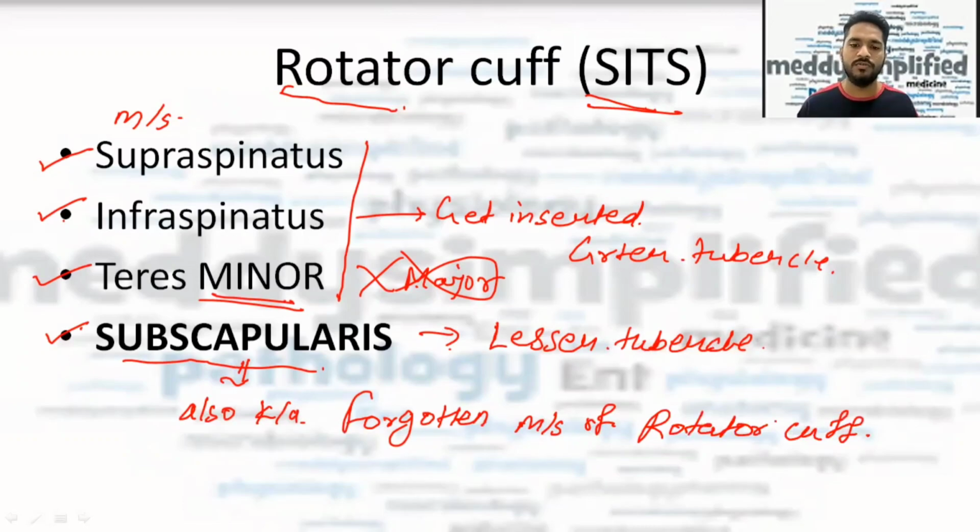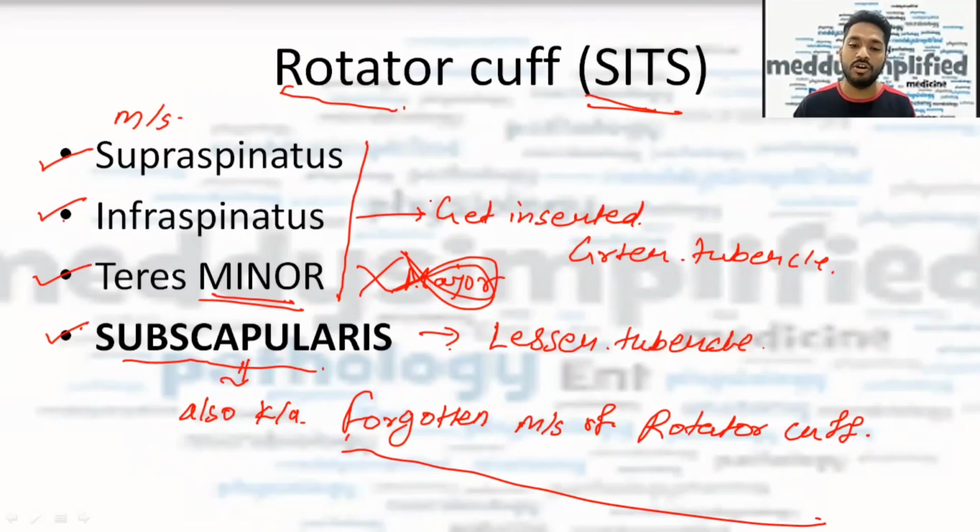There will be one question: which of the following is not a part of the rotator cuff? The options will be supraspinatus, infraspinatus, teres major, and subscapularis. So teres major is not a part of the rotator cuff. Second thing they can ask, which is known as the forgotten muscle of the rotator cuff? The 4 options will be supraspinatus, infraspinatus, teres minor, and subscapularis. So the answer will be subscapularis.